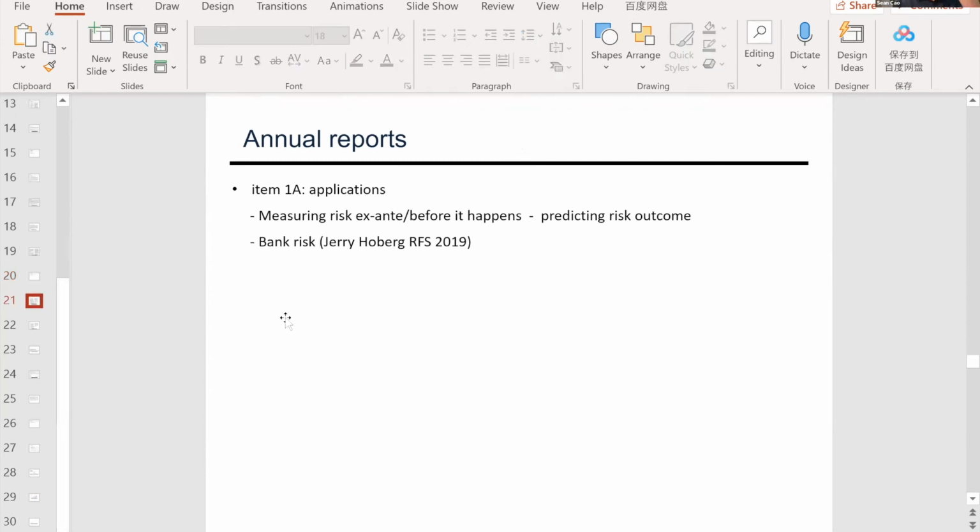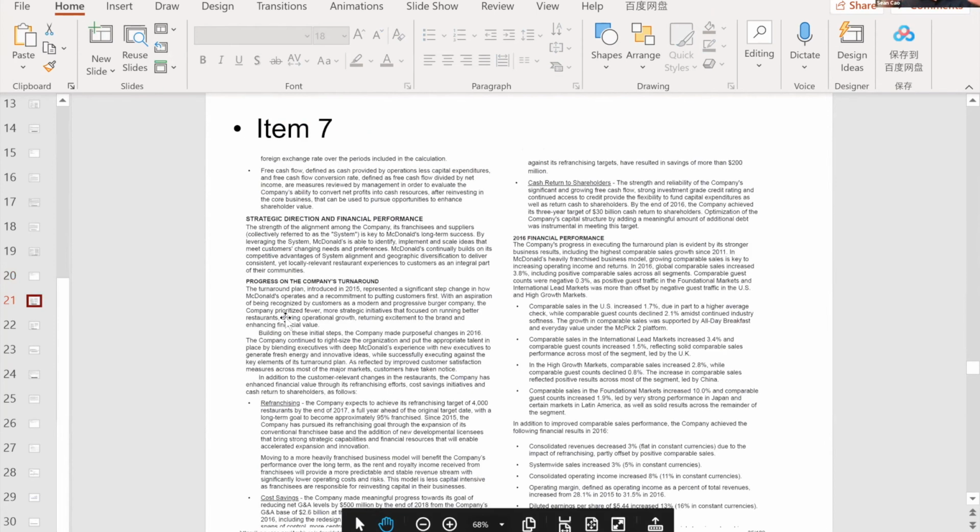So this is item 7. In item 7, they can discuss everything. Item 7 is designed for managers to talk about anything about them. They can even talk about their life, but nobody talks about their life in item 7. But I just want to give you a metaphor. This is a free talking space. They can talk about anything about the firm, mostly the forward-looking stuff.